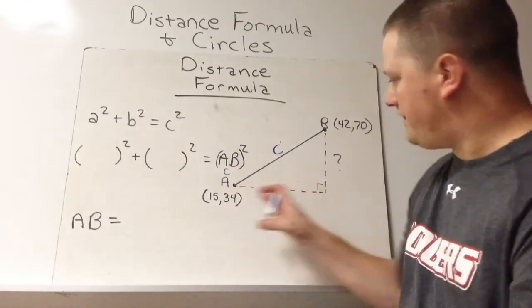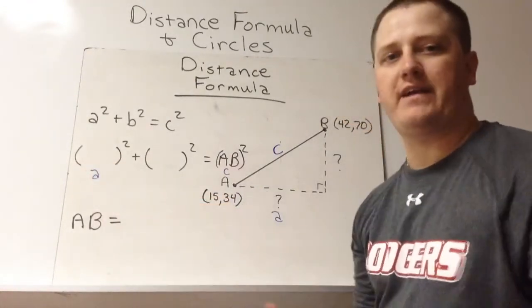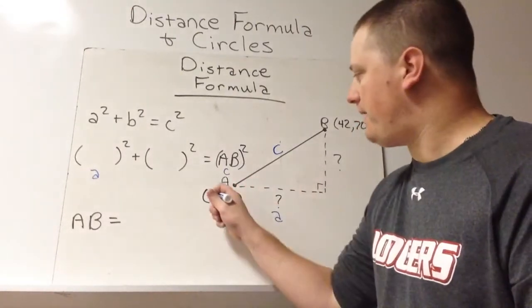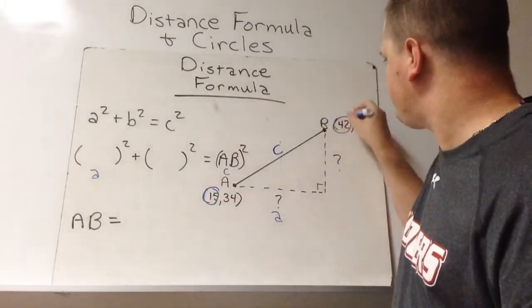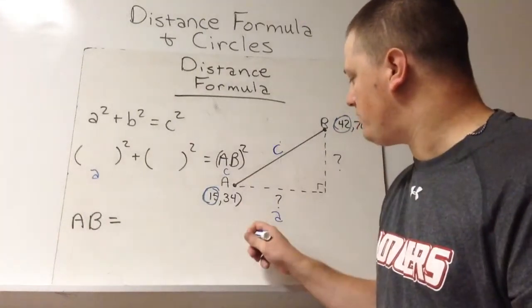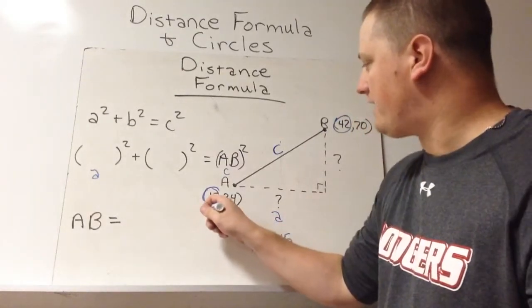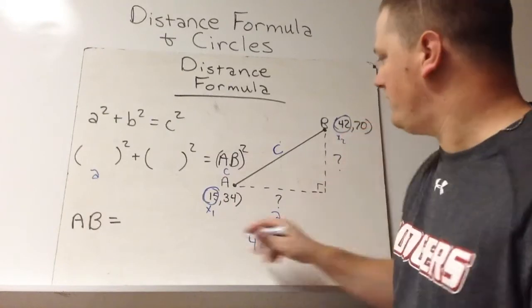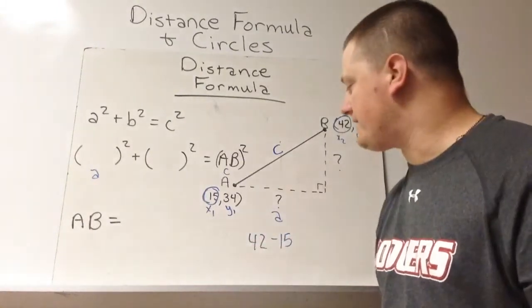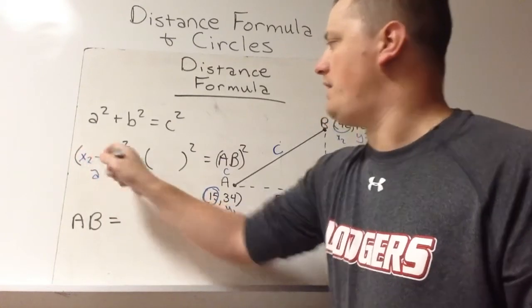What we're going to do is look at this length here as our A value. So we want to figure out how to find this value. Well, it's going left to right, meaning it's probably dealing with the x's. How far is it from 15 to 42? The way we do this is we go 42 minus 15. So if we call this x1 and this x2, this would be y1 and y2. We would just be subtracting the x's. So we're going to take x2 minus x1.